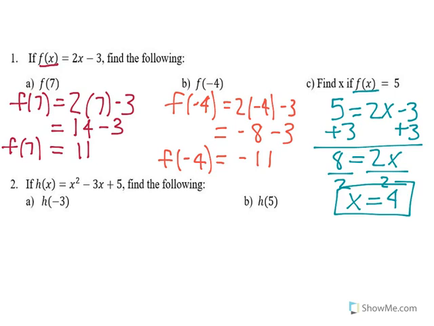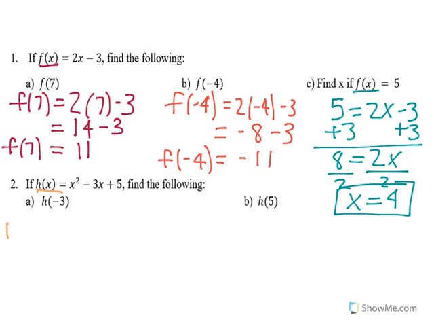Now I want to go through one more problem with you guys, and that's down in 2a. You'll notice that we have, if h of x equals x squared minus 3x plus 5, find the following. So it's still asking us to do the same thing. Now we have h of x, and that's just a different name for a function, because it's a different function than the one we were working with up at the top. But you'll also notice that we have a little bit of a longer equation here.